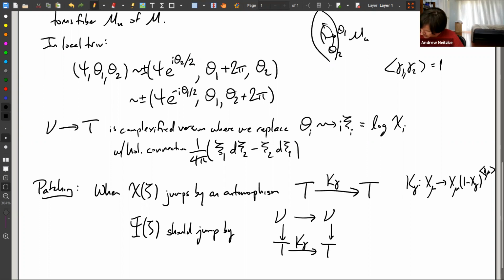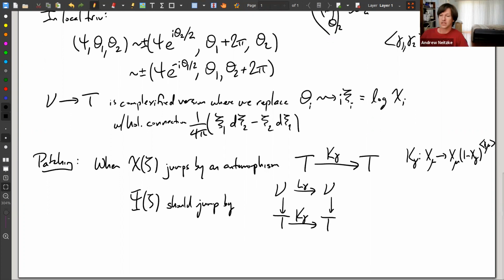Okay, and if you try to write down such a lift, you discover that there is one, and in fact, not only an automorphism of the line bundle, but even an automorphism of the line bundle with connection. And concretely, so there is such an L gamma.